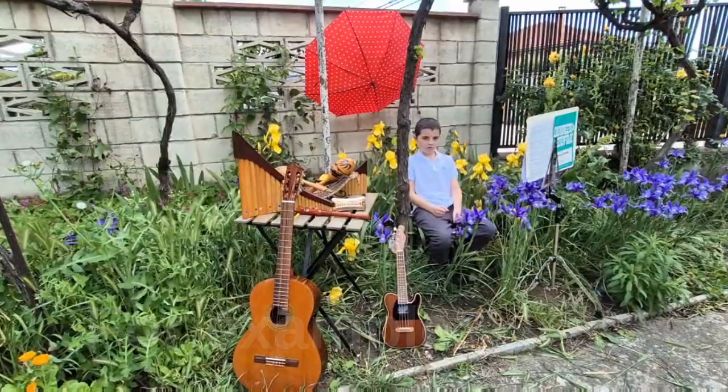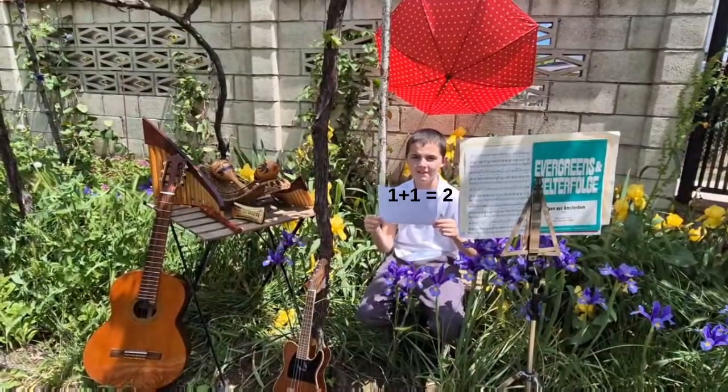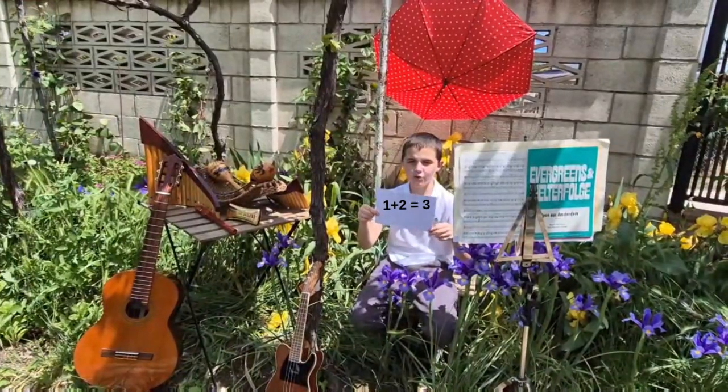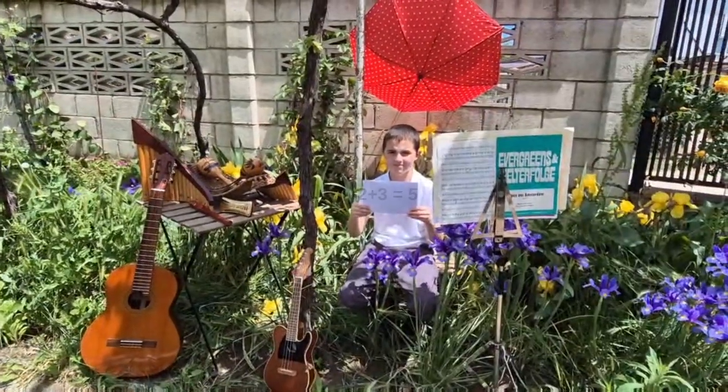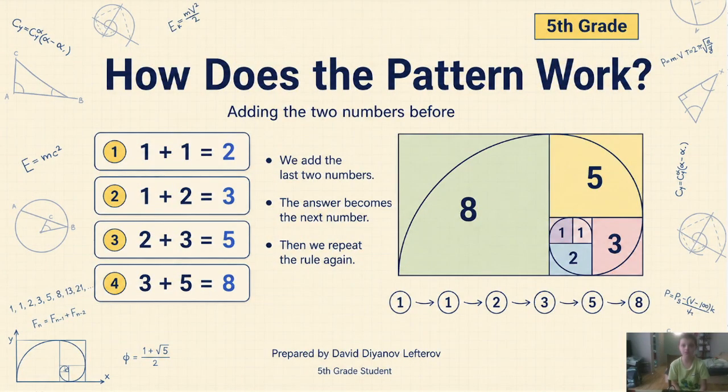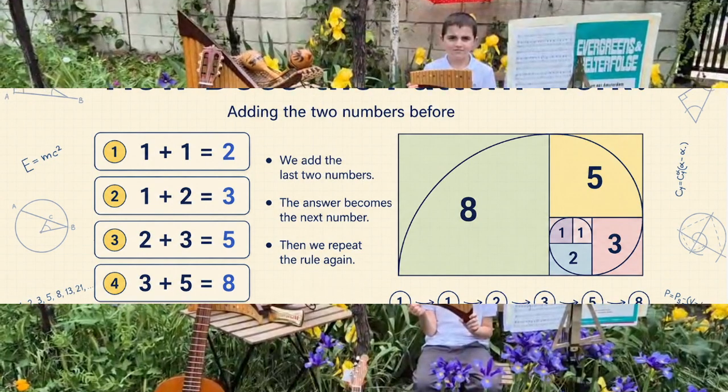For example, 1 plus 1 equals 2, 1 plus 2 equals 3, 2 plus 3 equals 5, 3 plus 5 equals 8. How does the pattern work? Adding the two numbers before. First, we add the last two numbers. Second, the answer becomes the next number. Third, then we repeat the rule again.